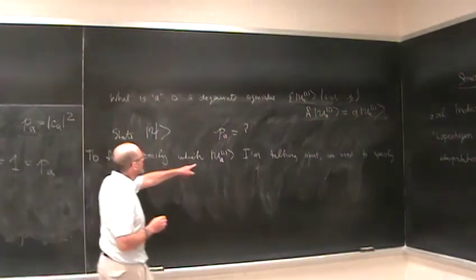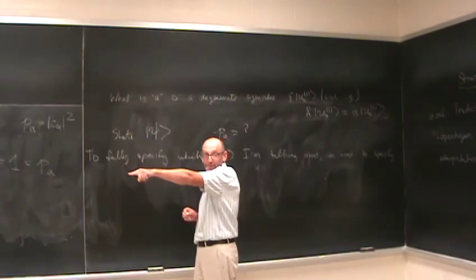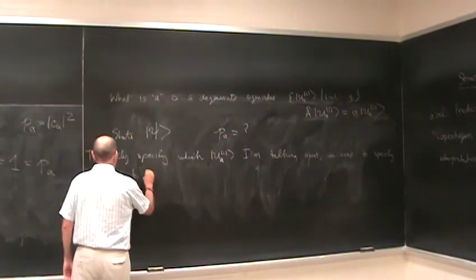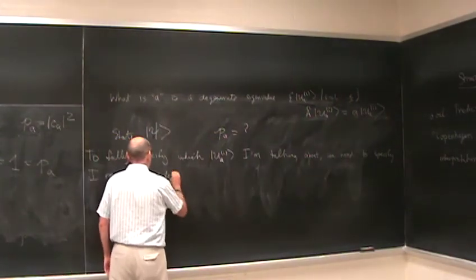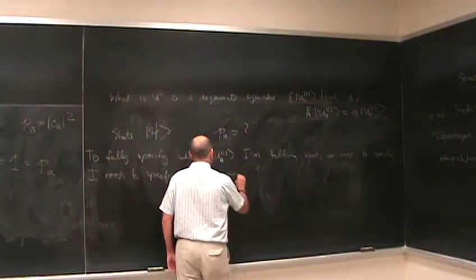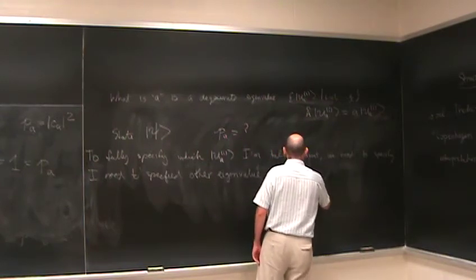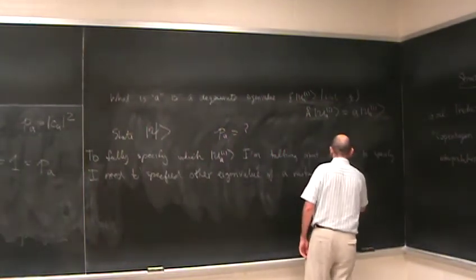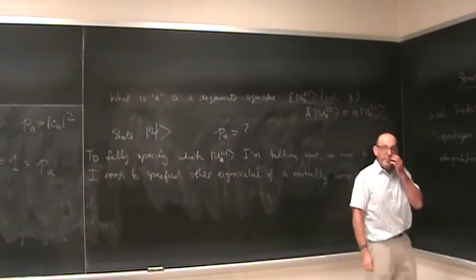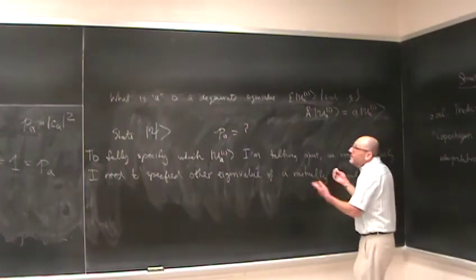So to specify which one of these I'm talking about, if I wanted to take that inner product according to the Born rule, I need to specify other eigenvalues of a mutually commuting set. But suppose, so there are two possibilities I might consider.